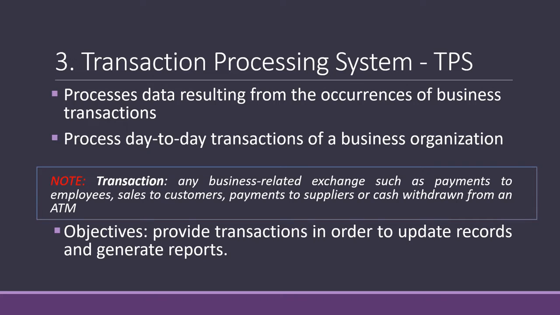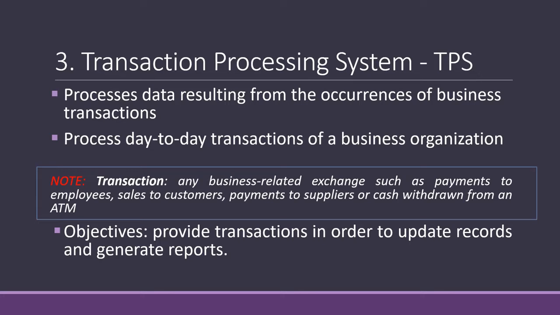Transaction processing systems, the third type, also known as TPS. These systems are used to process data which results from business transactions. In any kind of business organization, there are transactions happening, maybe monetary transactions, human transactions, financial transactions, any kind of transactions on a day-to-day basis. In order to process these day-to-day transactions, TPS systems are used.